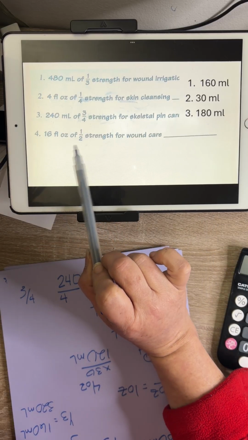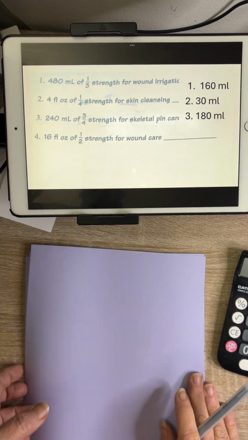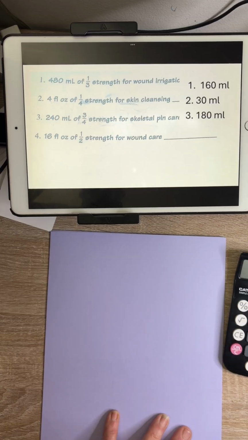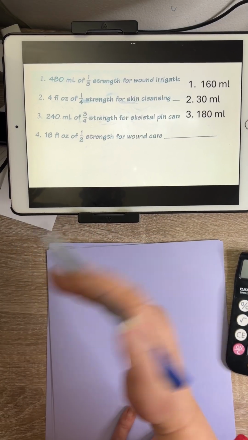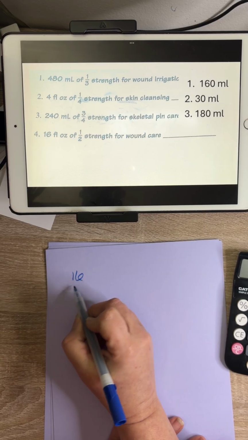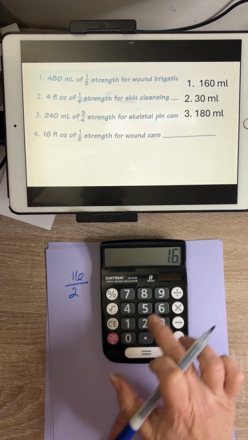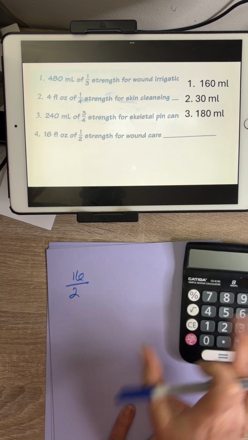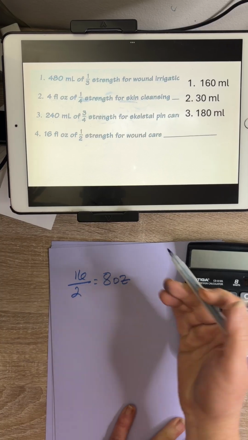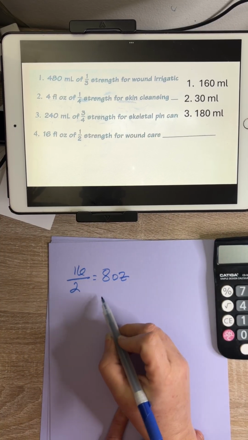Okay, last one. You have 16 fluid ounces of 1/2 strength wound care. So if they want to know how many ounces, you could do 16 over 2. And let's do it in our calculator simply because we can. And you would need 8 ounces of peroxide and 8 ounces of normal saline.